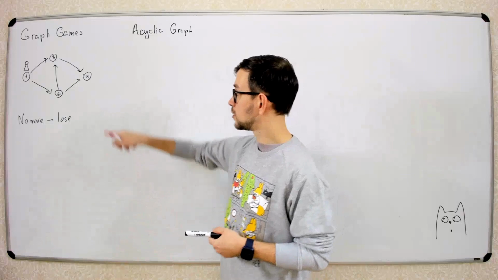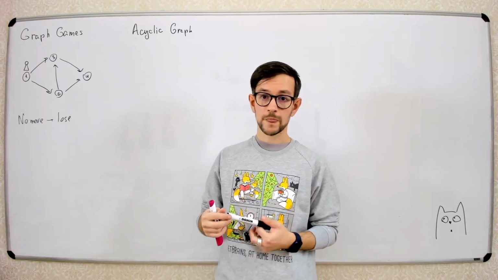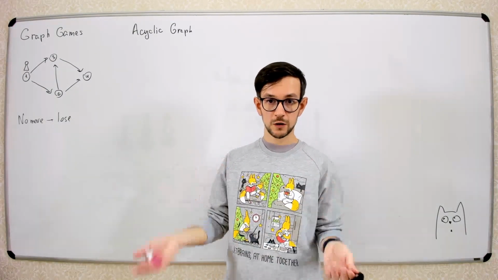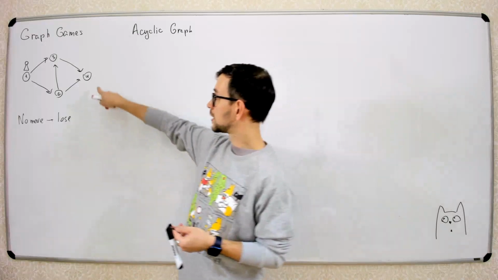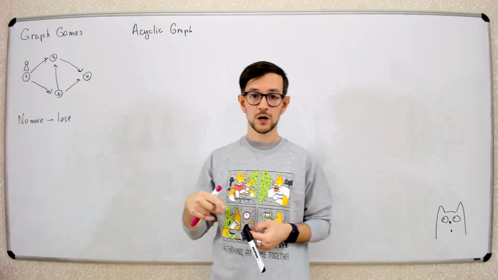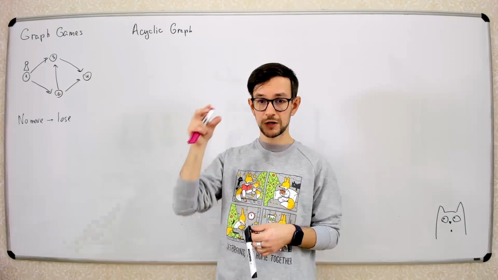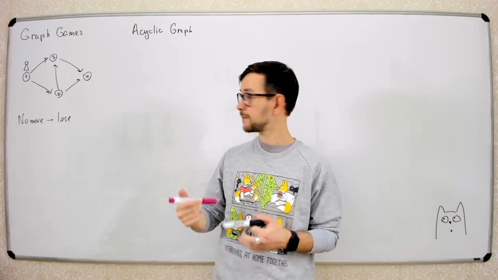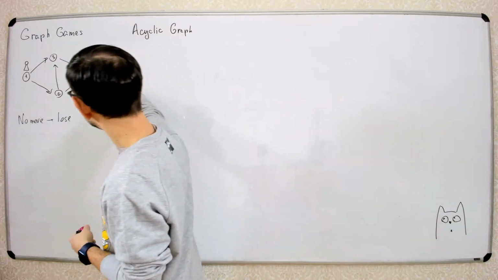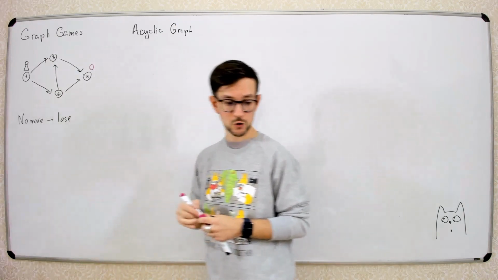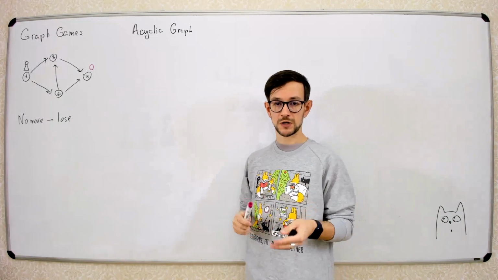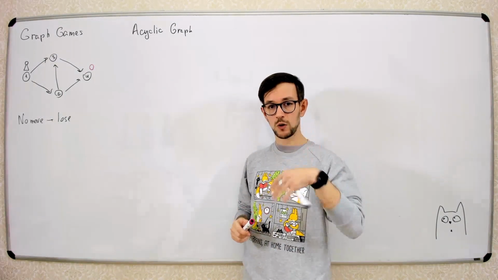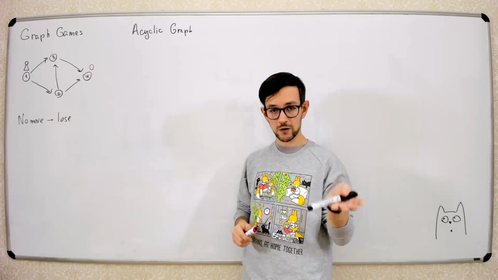So if we start in node 4, then we will immediately lose, right? If you start here, you lose the game immediately. So this is a losing node. Let's mark it as 0. So 0 means that this node is losing. If you start the game in this node, you will lose the game. So the first player will lose the game.